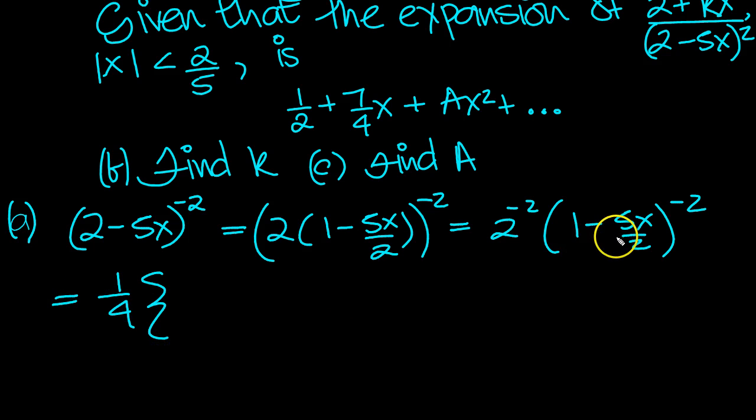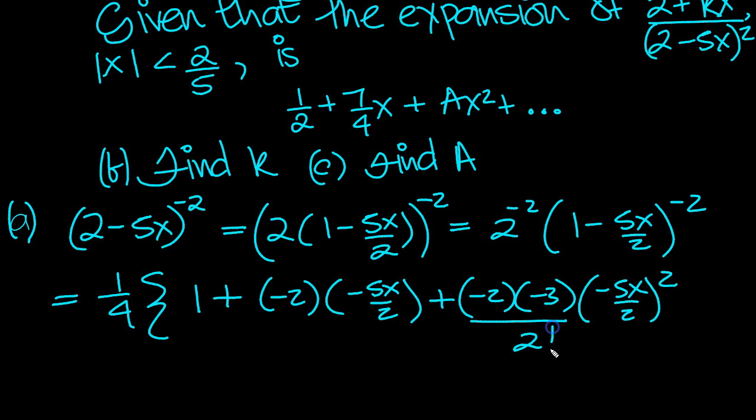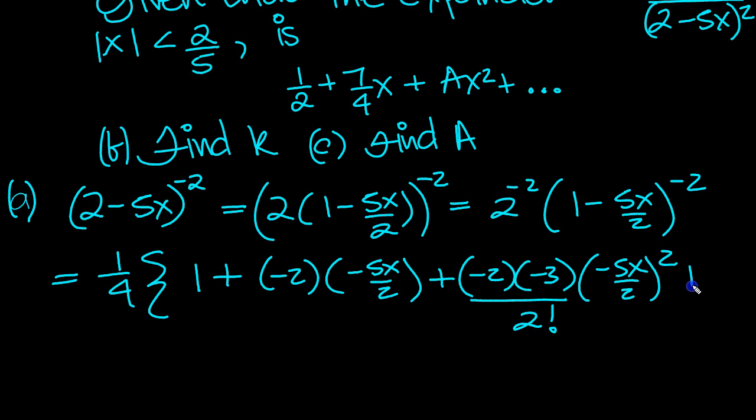Now we'll use the binomial series expansion. So we've got 1 plus nx, where n is minus 2 and the x value is minus 5x over 2, plus n(n minus 1)x squared over 2 factorial. We need only go up to the x squared terms, as in the question, so plus dot dot dot, close brace.